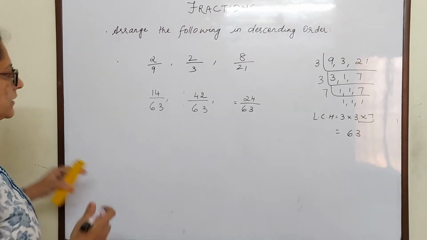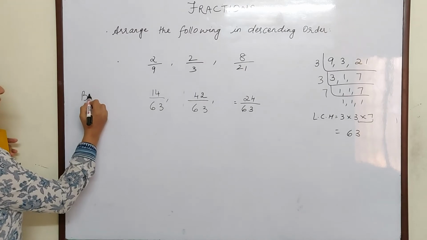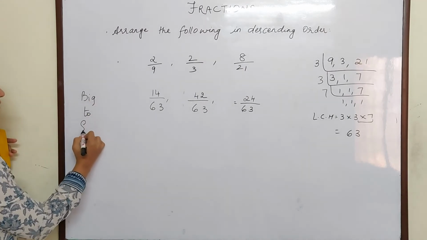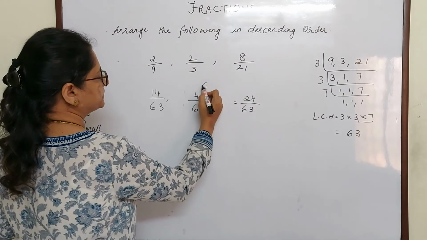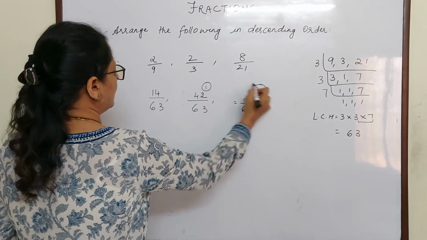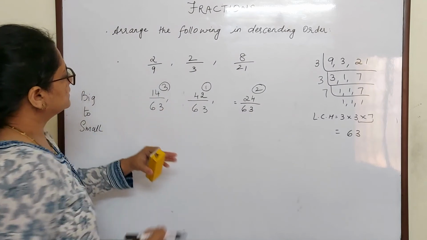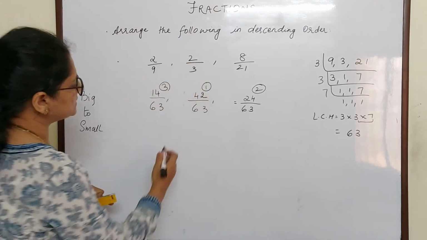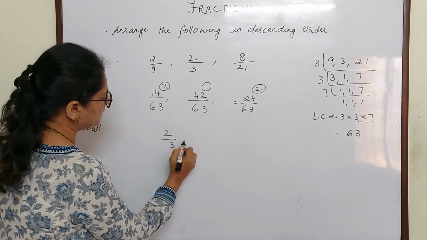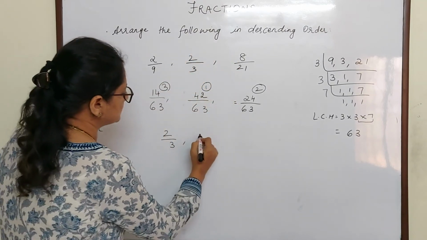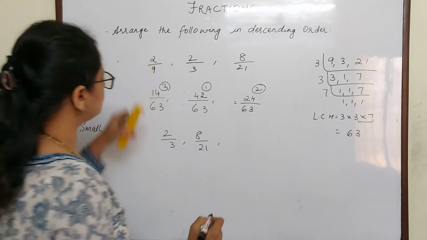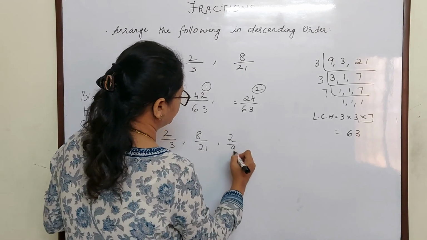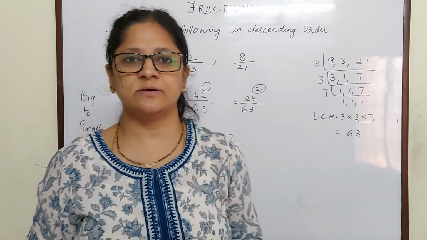Now descending order means what? Yes, descending order means big to small. So which is the biggest number here? 42, then 24 and then 14. So what is 42 by 63? It is 2 by 3. 24 by 63 is 8 by 21 and 14 by 63 is 2 by 9. So hope you understood the sum, children. Thank you.